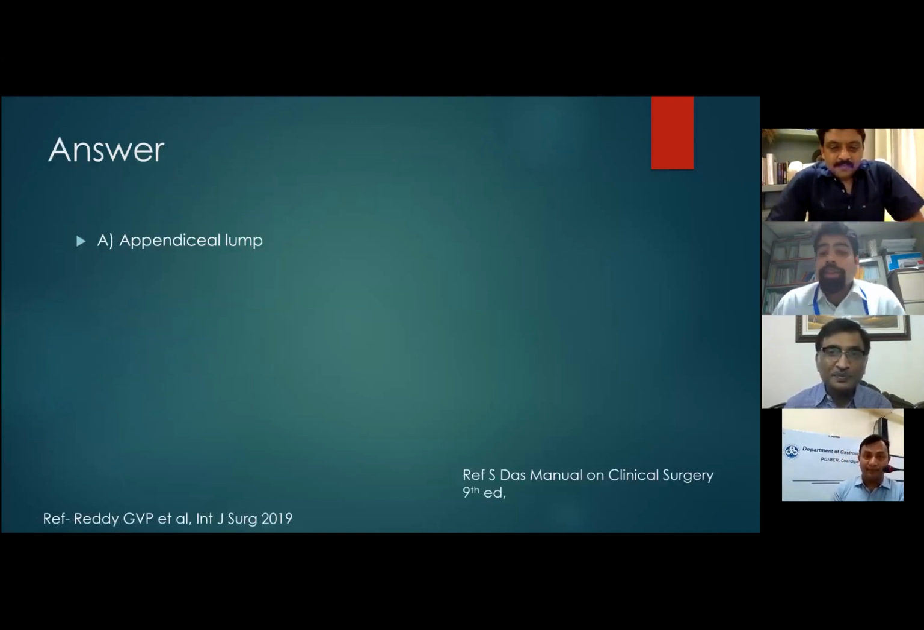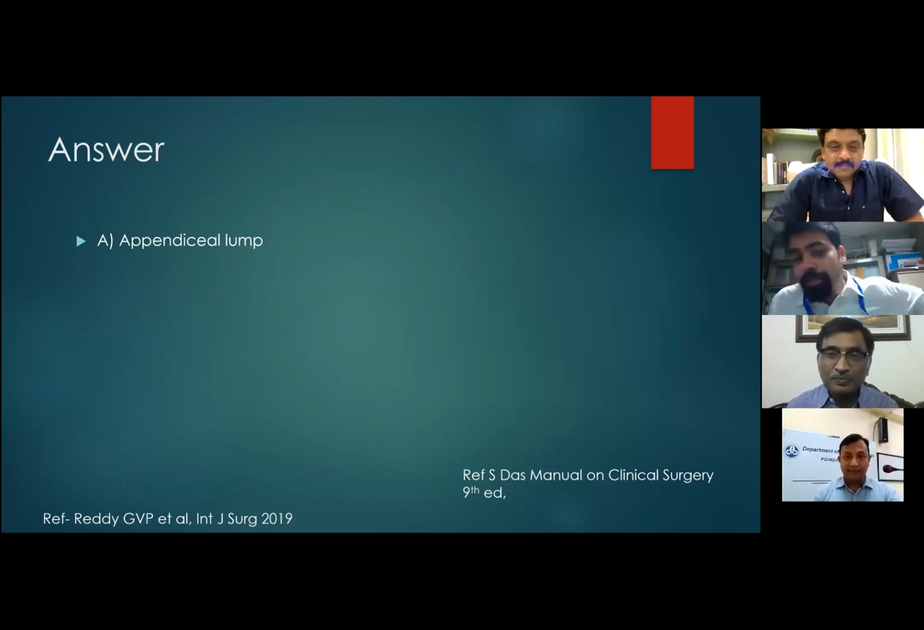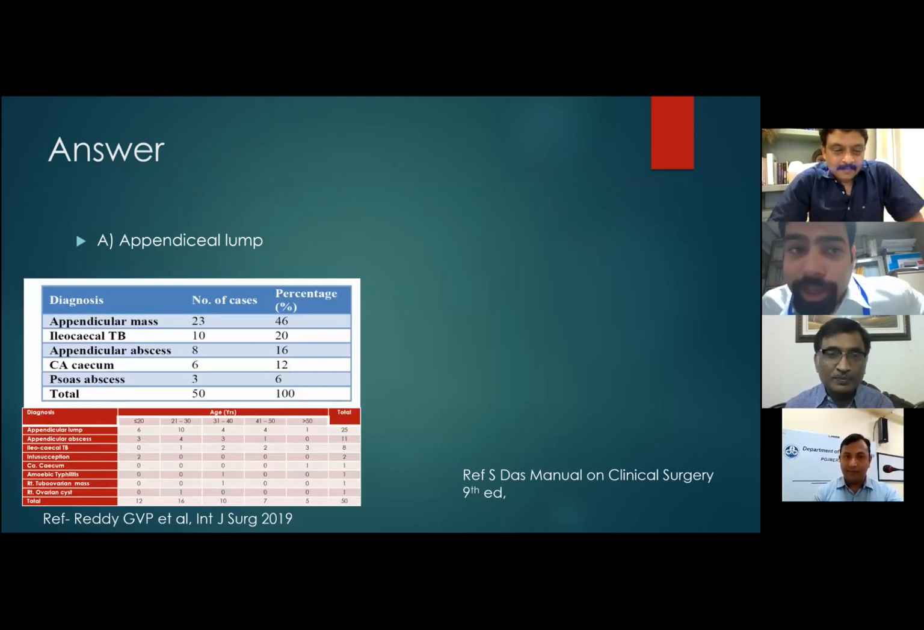Appendiceal lump is in fact the most common cause of right lower quadrant lump in our country. I think there can be controversy regarding this. Some people would like to argue that it is ileocecal, but I have taken this reference from S. Das Manual of Clinical Surgery. To my support, I have a number of case series from different state medical colleges, also from Nellore and Bharati Vidyapeeth, with a number of dissertations done on this. They described the spectrum of right iliac fossa mass, and almost 50% of right iliac fossa masses are appendicular lumps. The next is definitely ileocecal TB, but appendicular mass tops the list.